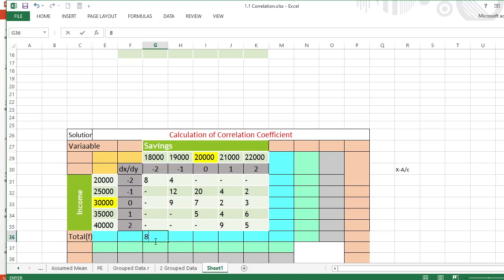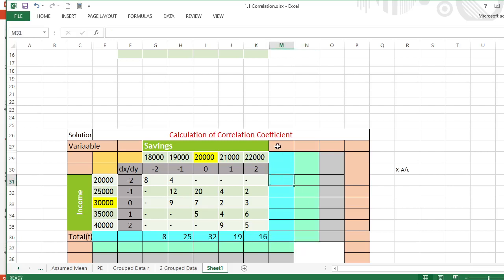For the first column, the total is 8. For the second column, 12 plus 4, 16 plus 9, 25. And here 20 plus 7, 27 plus 5, so it is 32. And here 4 plus 2, 6. 6 plus 4, 10. 10 plus 9, 19. And here 2 plus 3, 5. 5 plus 6, 11. 11 plus 5, 16.